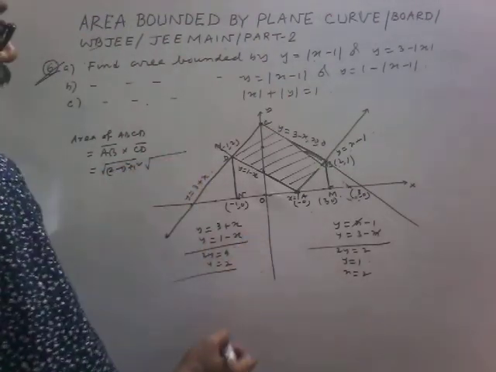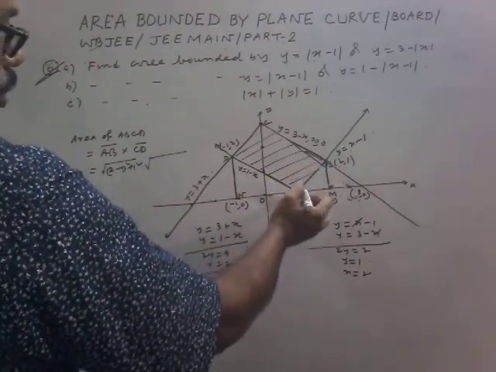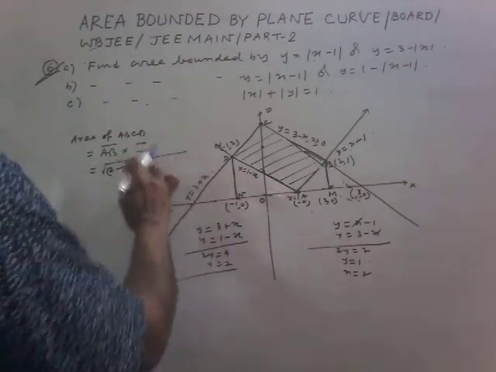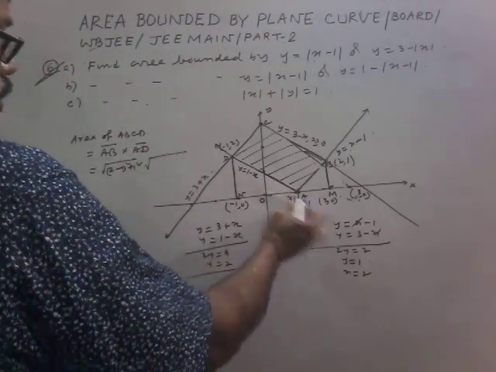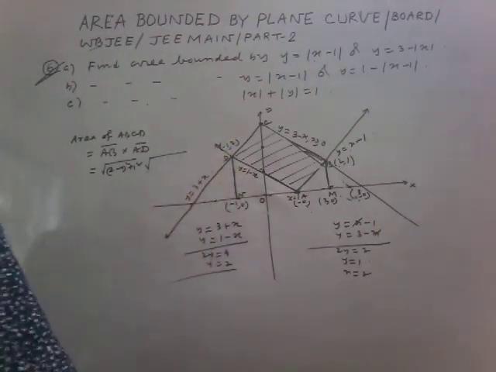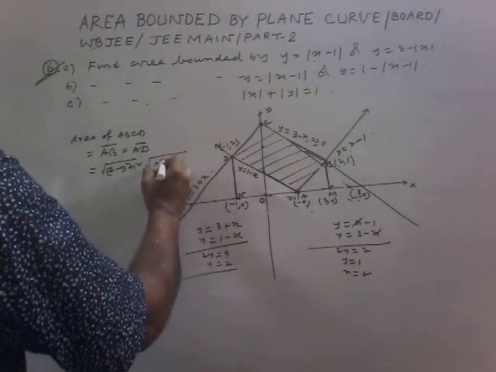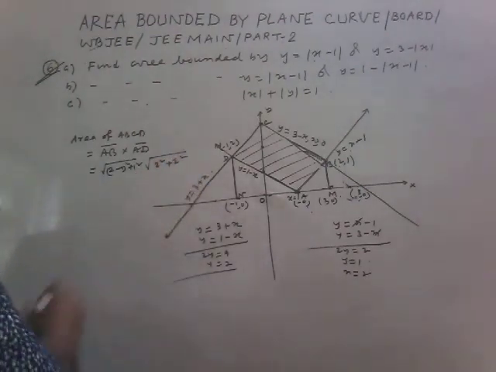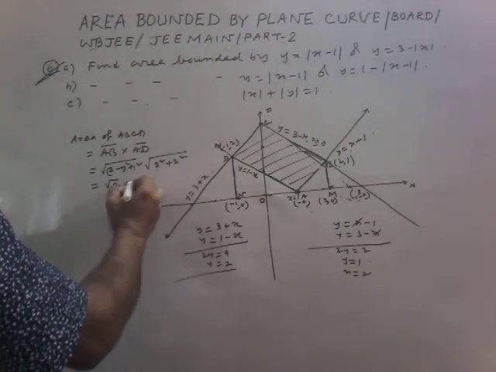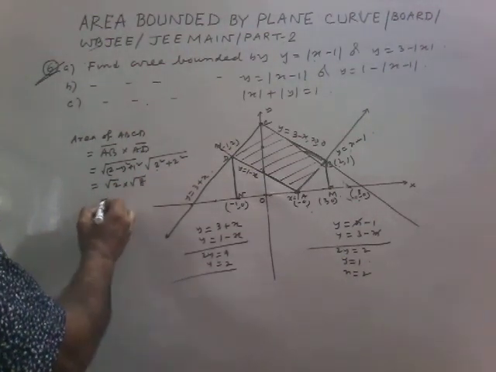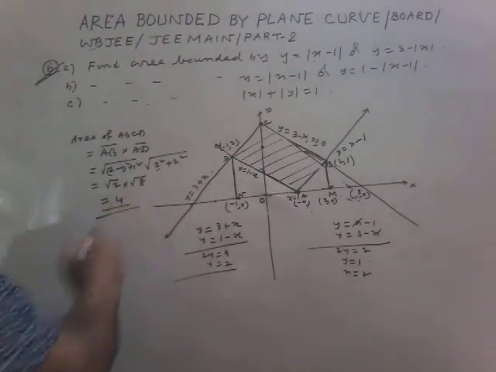And what is AD? AB into AD. So AD, this is 1, 0 and this is 1, 2. So 1 minus 1, 2 square plus 2 square. So this is root 2 times root 8. So 4 plus 4. So this is 4 square units.